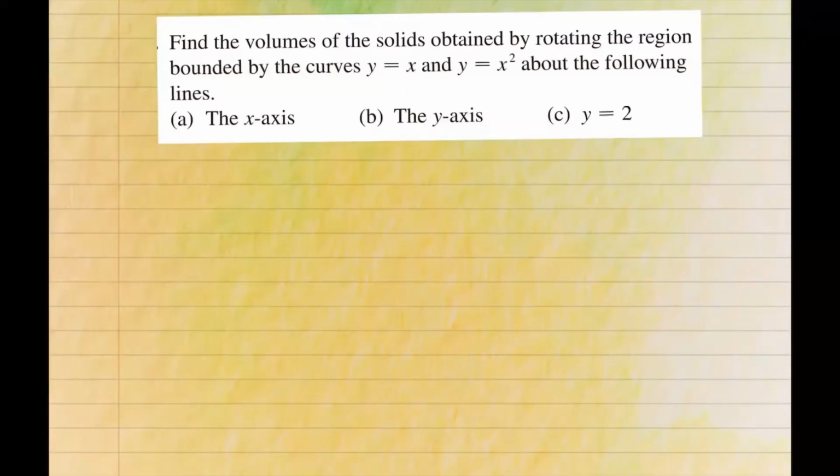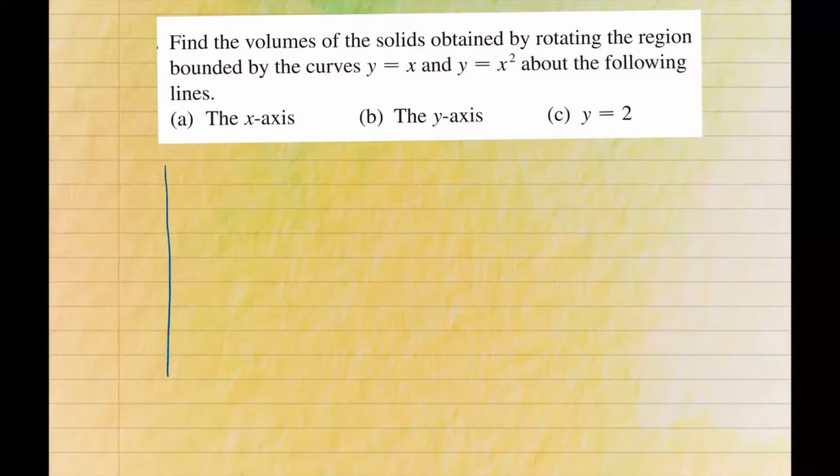So here's an example. We're going to compute the volume of this solid, which is obtained by rotating this curve and this curve. That will create a region above the x-axis, the y-axis, and the line y equals 2. Let's go ahead and take a look at how the graph looks.